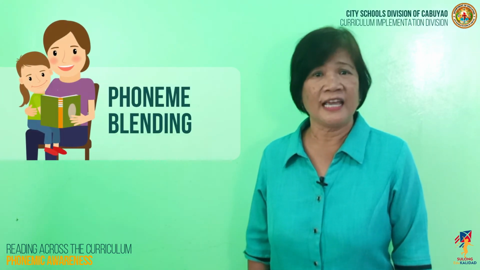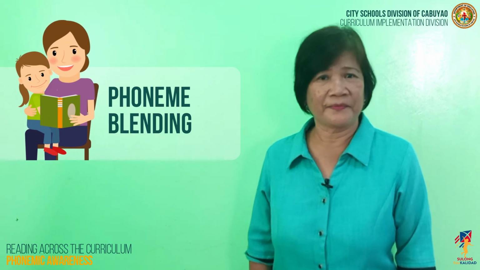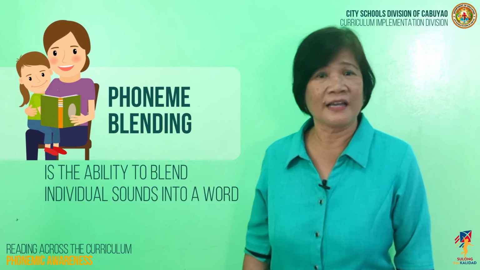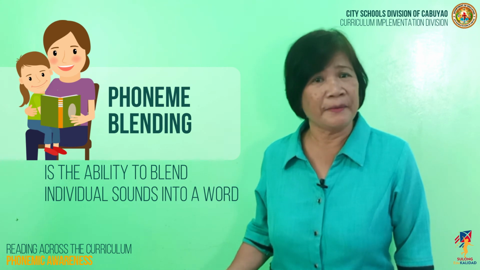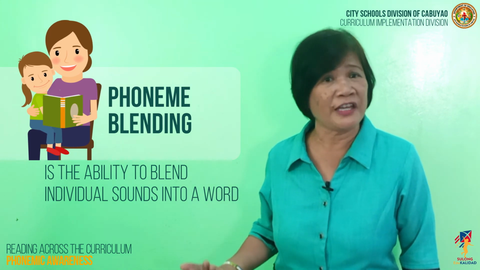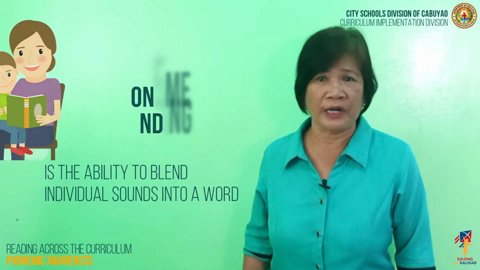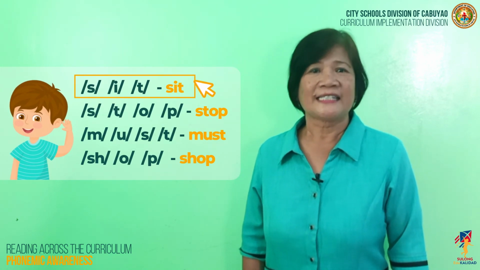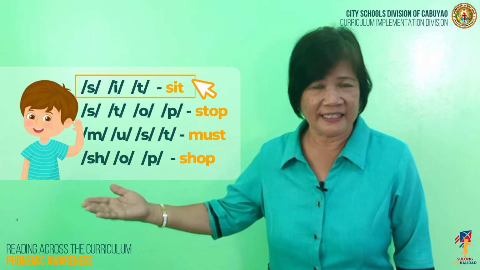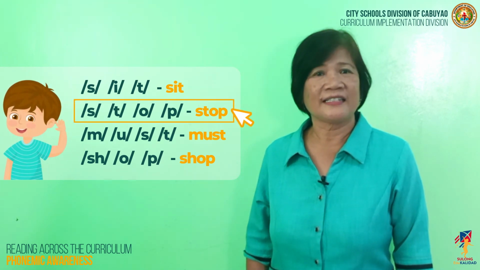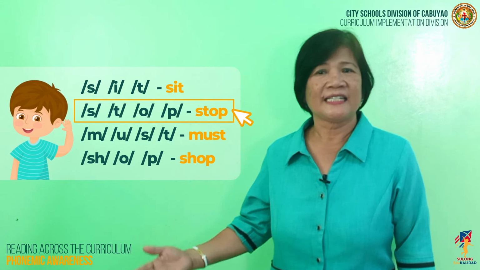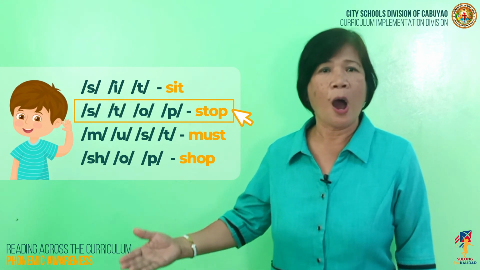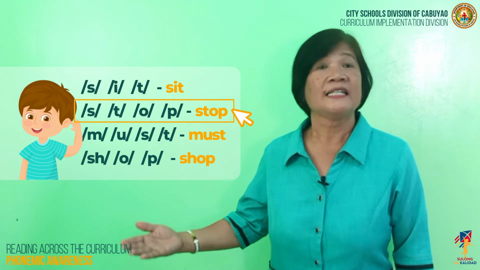The third basic phonemic awareness skill is phoneme blending. What is phoneme blending? Phoneme blending is the ability to blend individual sounds into a word. Example: s, i, t, sit. Next: s, t, o, p, stop.